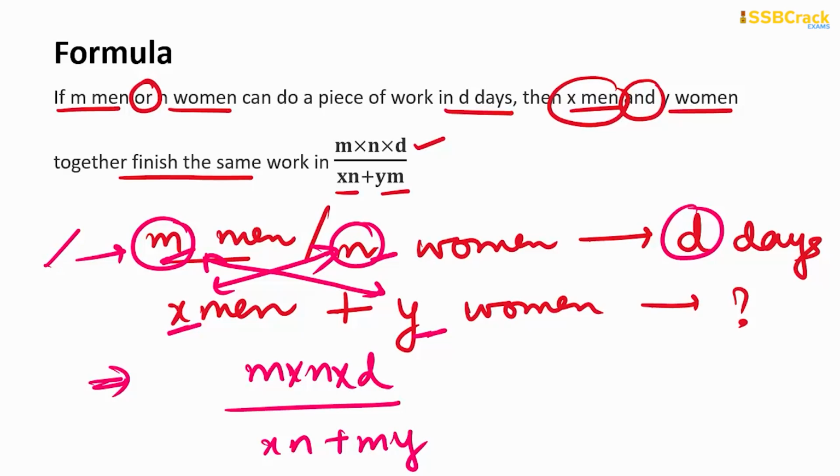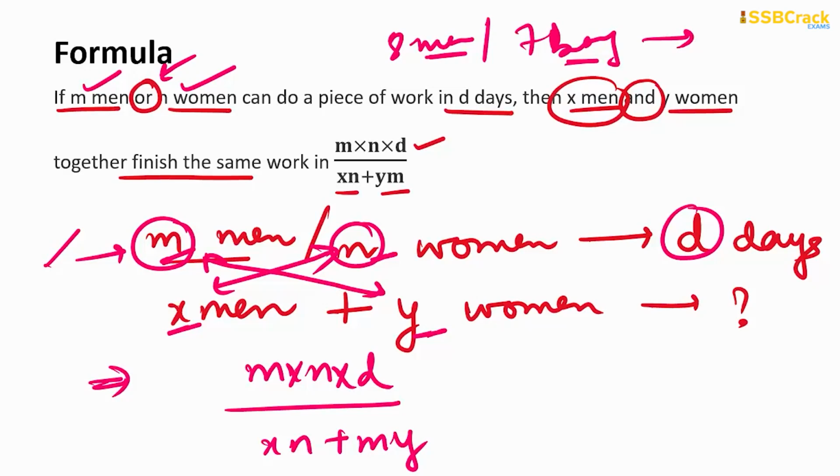So whenever you are given M men or N women can do a piece of work, it can also be given like 8 men or 7 boys can do a work, right? So there can be anybody, but if it is given with the or, then you will use this formula to find the time period required by X men and Y women to complete the same amount of work, right? So let's take an example.